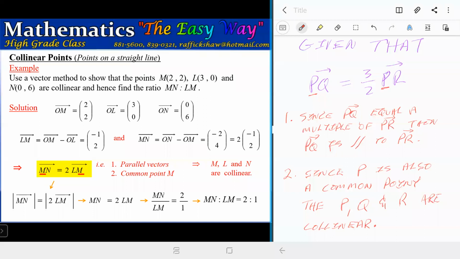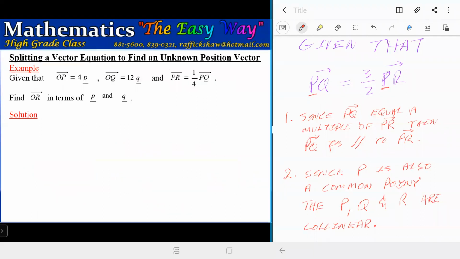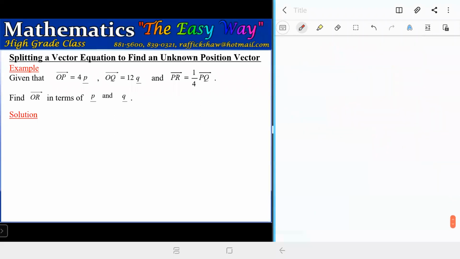All right. There's one thing I wanted to show you though. Splitting, or I can say expanding a vector equation to find an unknown position vector. Now, this is just something extra that I want us to be able to do because of the nature of some questions sometimes. This is just a skill that I want you to have, right? Because what happens is that sometimes you're doing a question and they give you a vector equation, but you need to find some position vectors.